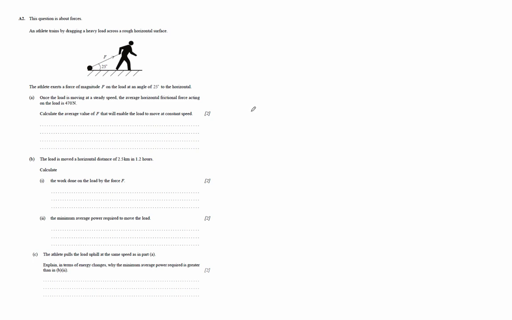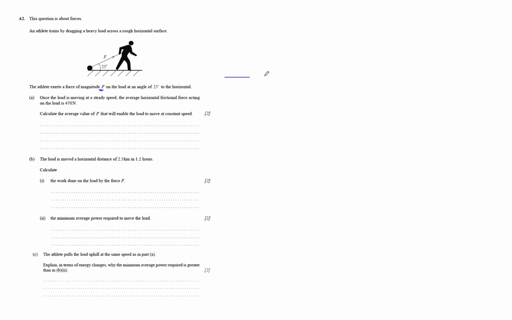An athlete who's about to quit, whatever sport they're training for, trains by dragging a heavy load across a rough horizontal surface. The athlete exerts a force of magnitude F on the load at an angle of 25 degrees to the horizontal. Once the load is moving at a steady speed, the average horizontal frictional force acting on the load is 470 newtons. Calculate the average value of F that will enable the load to move at a constant speed.